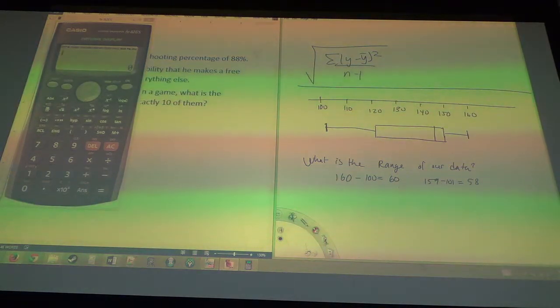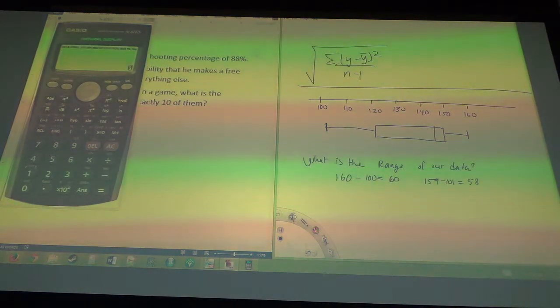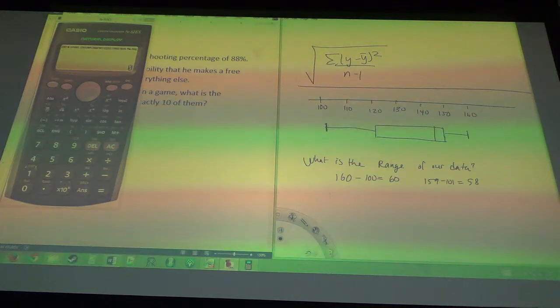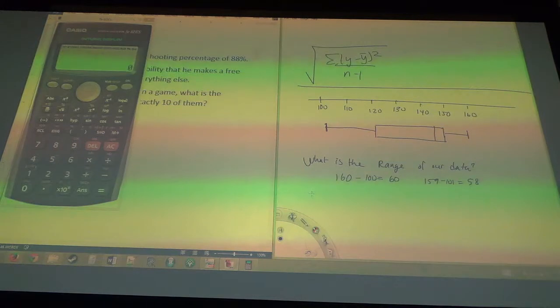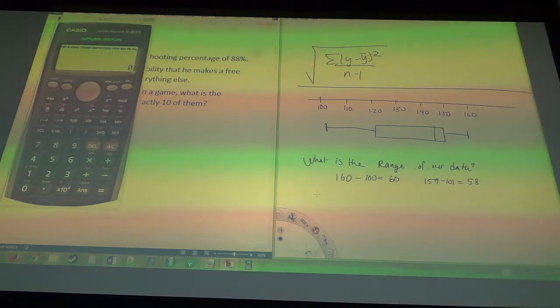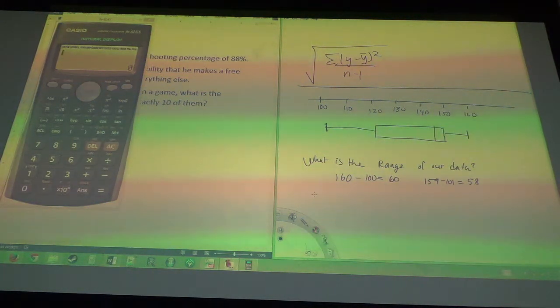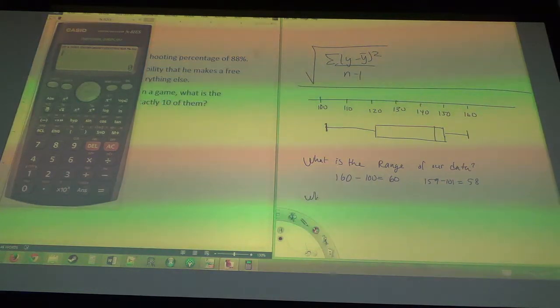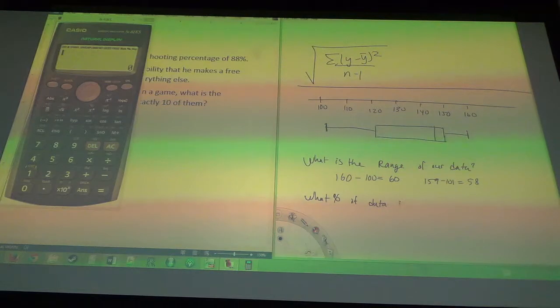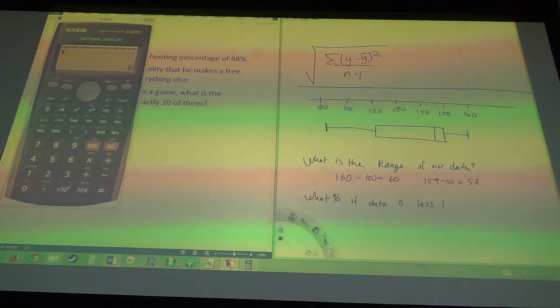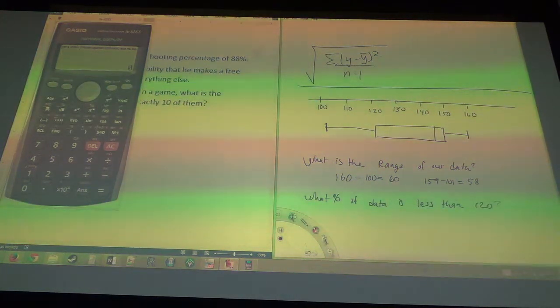And I would not have both of these as answer choices. Okay? I would try to make these very clear, okay? If I ask, you know, what percentage of the data is less than 120?